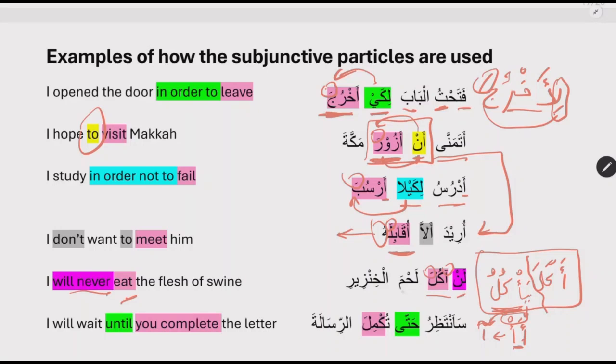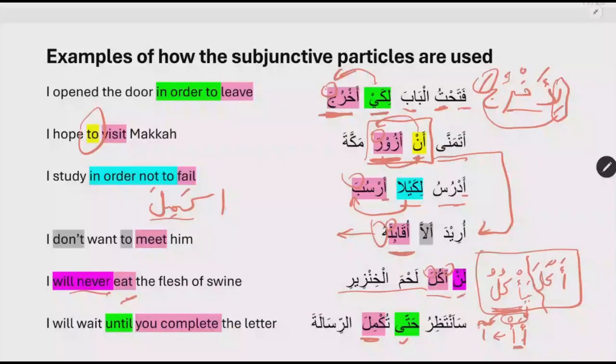Right, the next one and the last one, sa'antaridu. This is "I will wait until you complete." Now, this one also I need to explain here. Maybe I'll just write it here because there's a bit of space on this side. Now you have the root kamila, right?